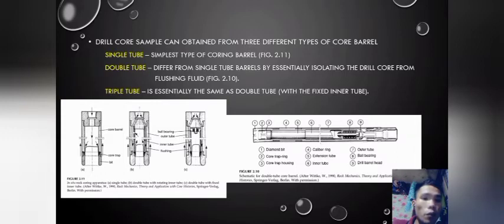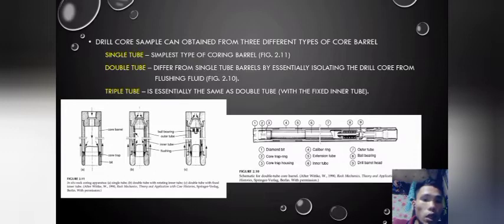See the figure 2.11. So, this is in situ rock coring apparatus. A is a single tube, B is a double tube with rotating inner tube, and C is a double tube with a fixed inner tube. So that is what we see in figure 2.11, the single tube and the double tube. The double tube differs from single tube barrels by essentially isolating the drill core from flushing fluid. So see the figure 2.10.